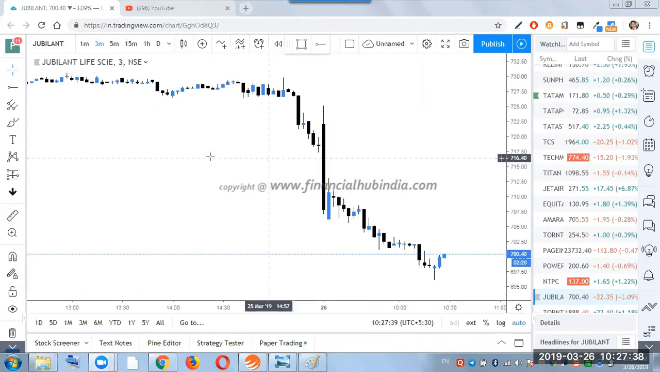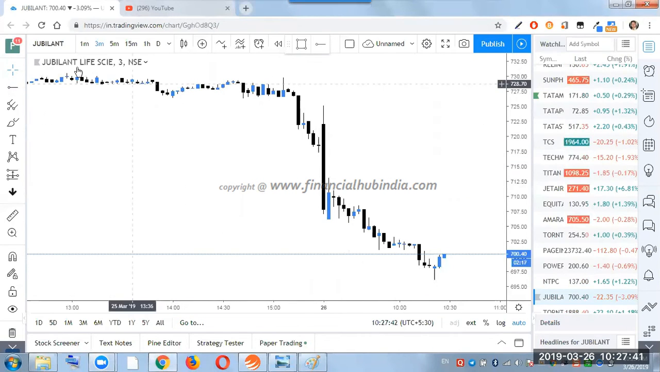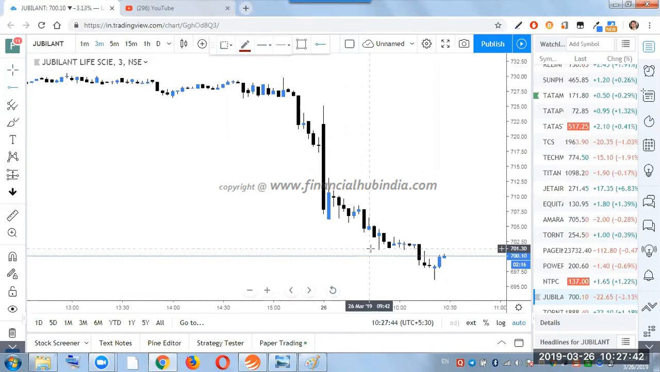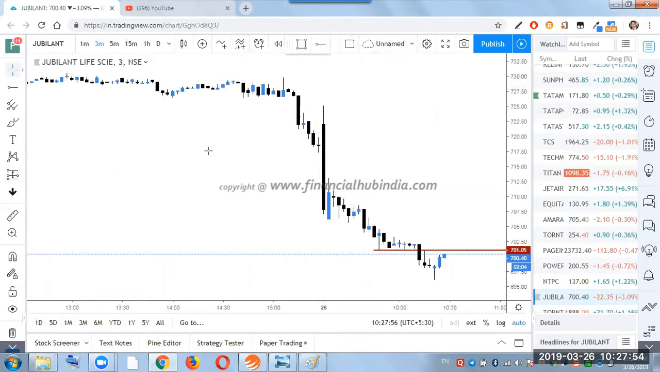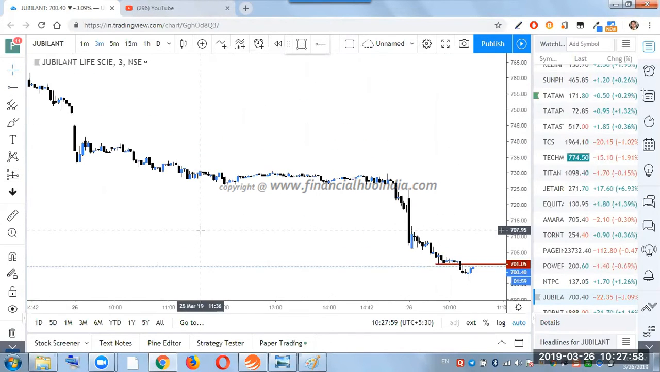So right now I'm seeing a live trade in Jubilant. This is the key layer where my sell entry would be for this stock to trade. Just let me go through the overall chart for you.